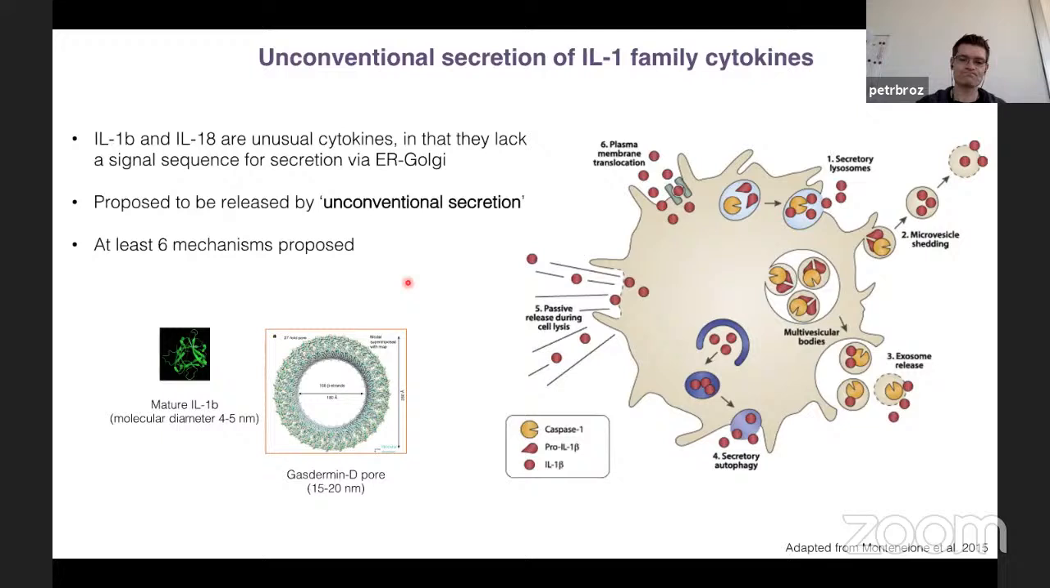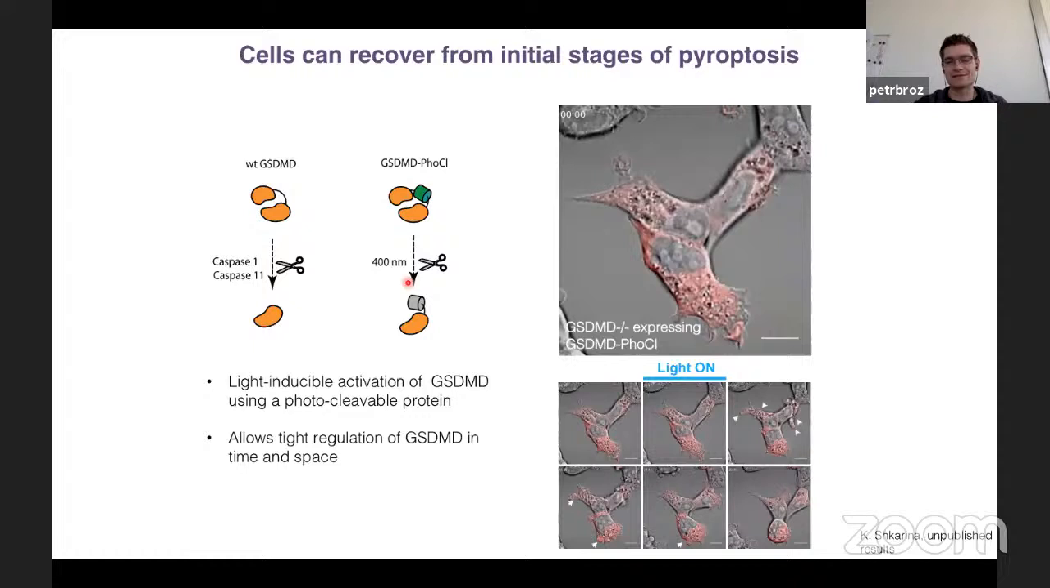Okay, the second question is, can cells stay alive after inflammasome activation? I'll show you some unpublished data here that suggests this is indeed the case. Katrina, a student in the lab, developed an optogenetically activatable gasdermin D. This is a photocleavable protein that is inserted between the N and the C terminals, and it cleaves itself once you shine blue light on it. This allows us to dose the amount of gasdermin D activation very exactly. So we can do a little bit of gasdermin activation and not too much.